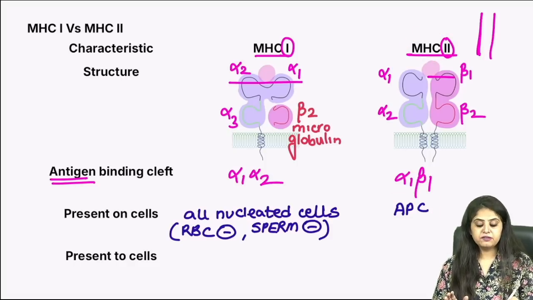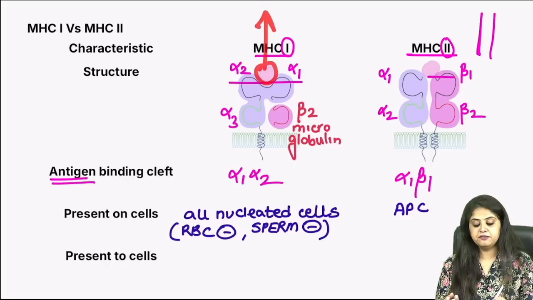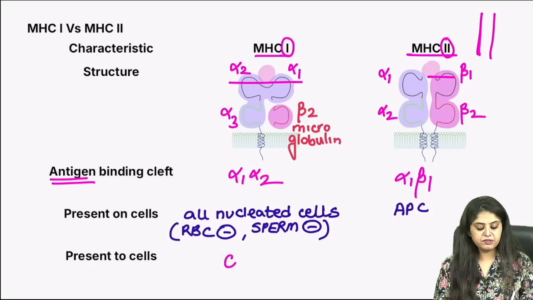So now it's obvious that where they are present, how will they hold on to the antigen, but now the next question is, which cell will they give the antigen to? This antigen has to be given further to some cell. It has to be presented further. So MHC1 will present it to CD8 T cells and MHC2 will present it to CD4 T cells.